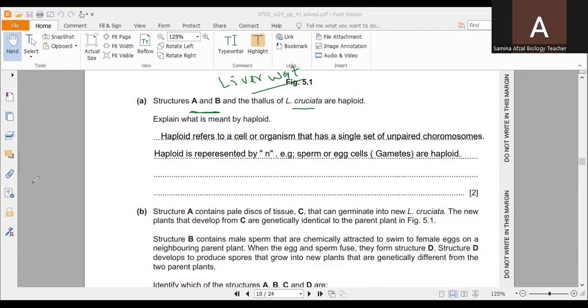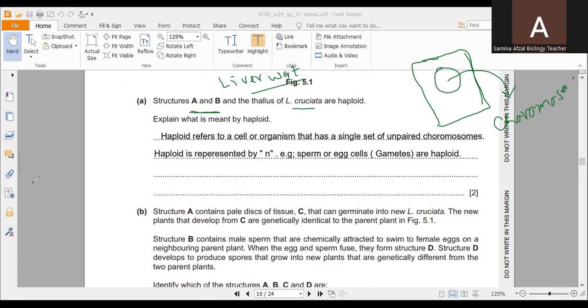So, in this way, first of all, the question is: explain what is meant by haploid. Haploid means a cell or organism... You know, all organisms, whether they are animals or plants, have a nucleus. We are talking about plants. So the plants have a cell wall and cell membrane. Inside these, they have a nucleus, and inside the nucleus, chromosomes are there. A set of chromosomes is there.